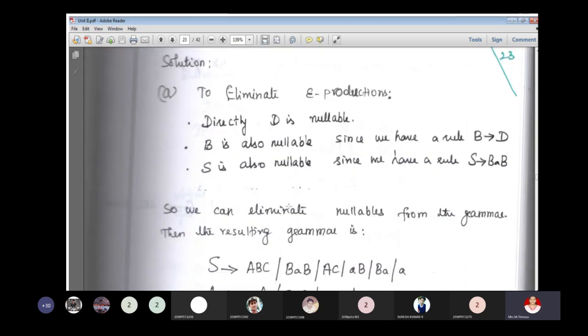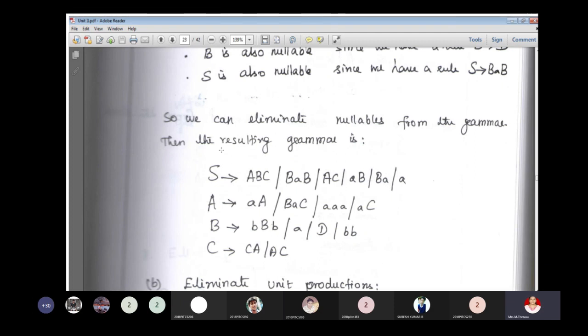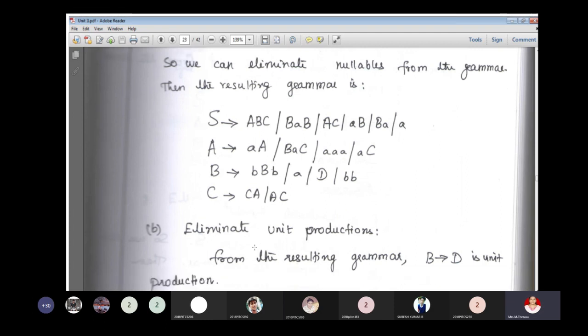So we can eliminate nullable variables from the grammar by substituting the nullable variables as epsilon, so that you can result with this set of production rules. That is, S tends to ABC, BAB, AC, AB, BA, A. A tends to AA, BAC, AAA, AC. B tends to BBB, A, D, BB. C tends to CA.